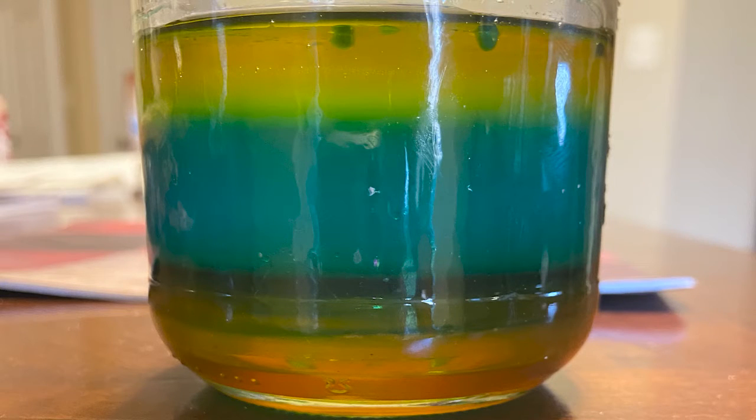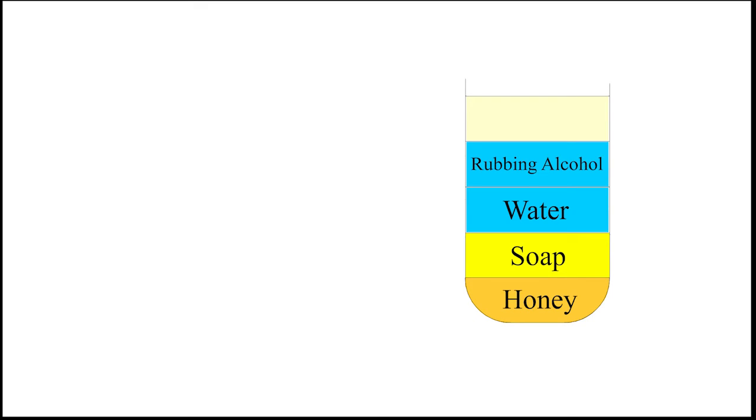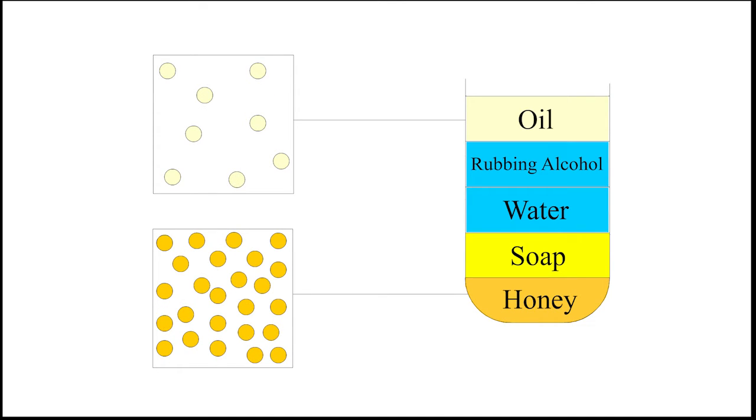Notice how all of the liquids are in nice layers. This is because each liquid has a different density. Density is based on atoms and molecules. Those are tiny particles that make up everything in the world.